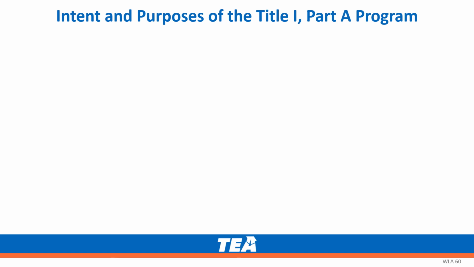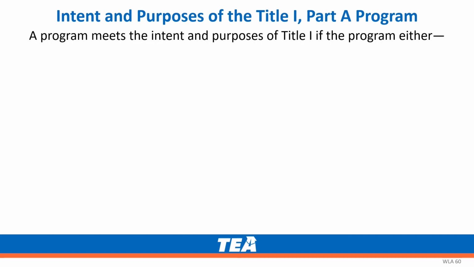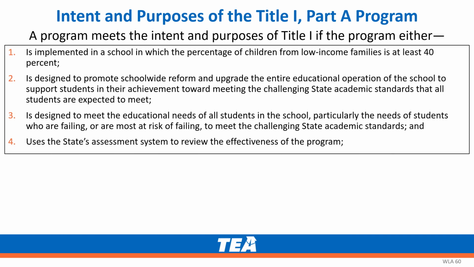Before an LEA makes a decision to skip a campus, they must be aware of the statutory requirements associated with a program that meets the intent and purposes of Title I, Part A. A program meets the intent and purposes of Title I, Part A if the program either is implemented in a school in which the percentage of children from low-income families is at least 40%, is designed to promote school-wide reform and upgrade the entire educational operation of the school to support students in their academic achievement toward meeting the challenging state academic standards that all students are expected to meet, is designed to meet the educational needs of all students in the school, particularly the needs of students who are failing or at most at risk of failing to meet the challenging state academic standards, and uses the state's assessment system to review the effectiveness of the program.